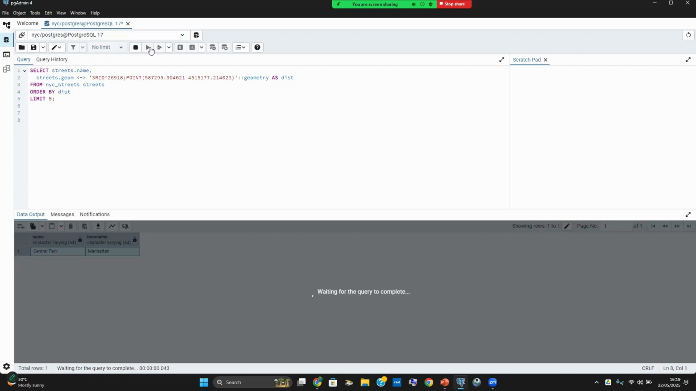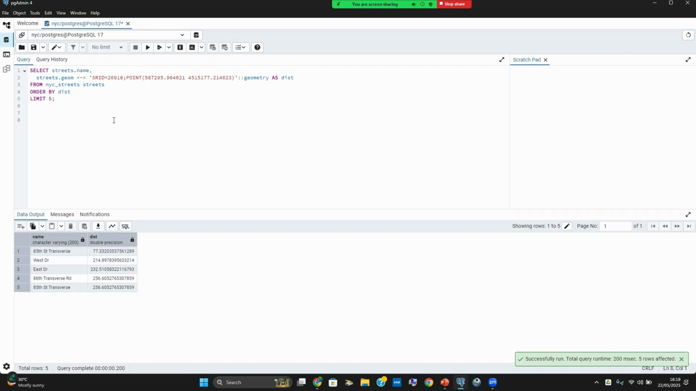And let's see. Yes, we do have 5. Now, that is telling us that the 5 closest streets to this point in Central Park are shown here. So the closest is the 85th St. Transverse Street at 77.3 meters. The furthest is 85th St. Transverse Street at 256 meters.